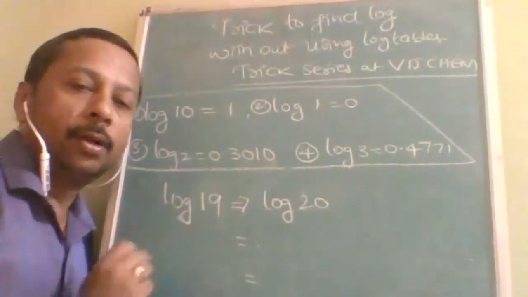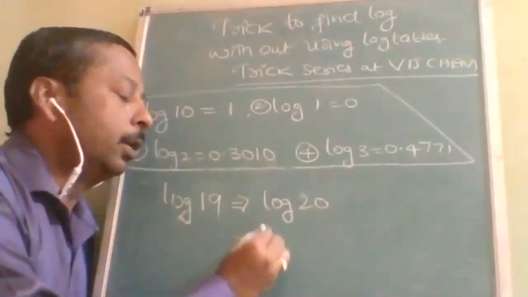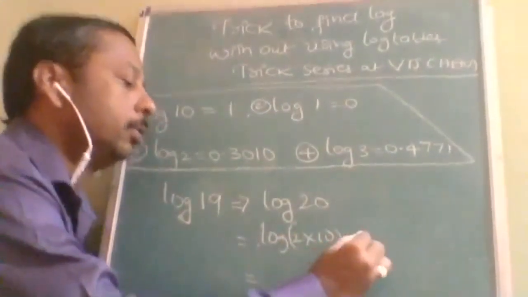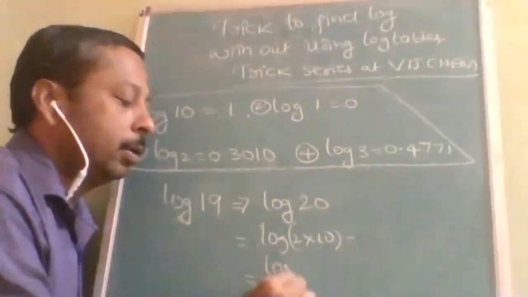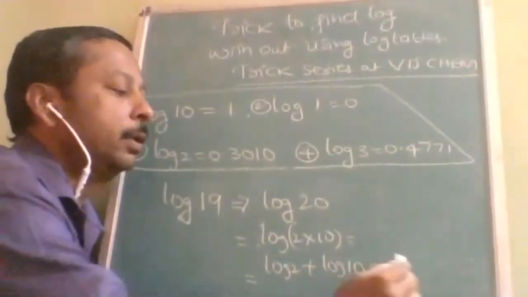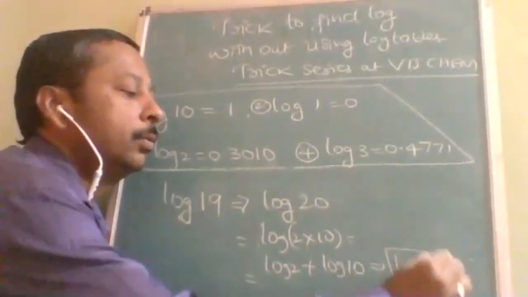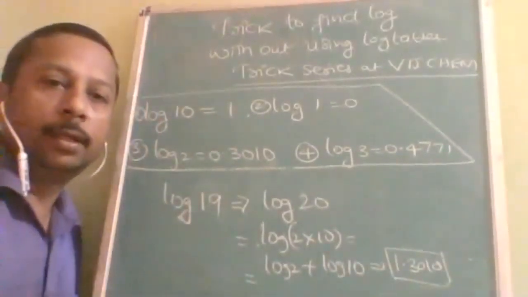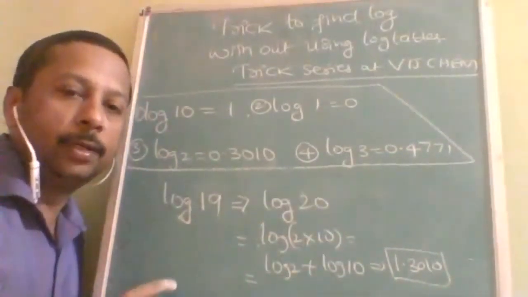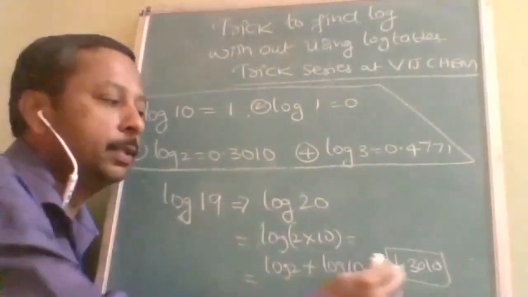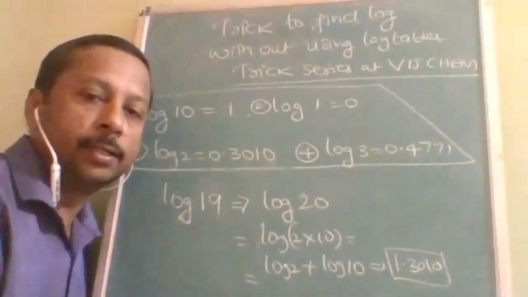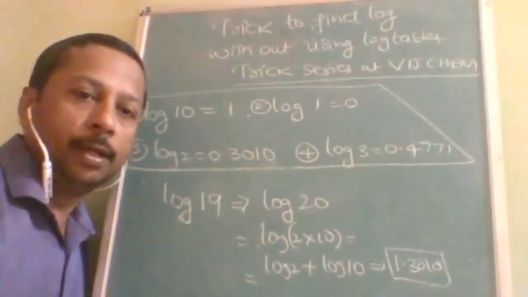So log 20, how will you write it? Log 20 is equal to log 2 into 10. Log 2 into 10 can be written as log 2 plus log 10 because multiplication is there. So log 10 is 1, and 1.3010. Like this you can find out any prime number. But this is the log 20 value. So we can reduce by something, it will be less than 1.3, something like 1.29. Is it understood? Any doubt about this?